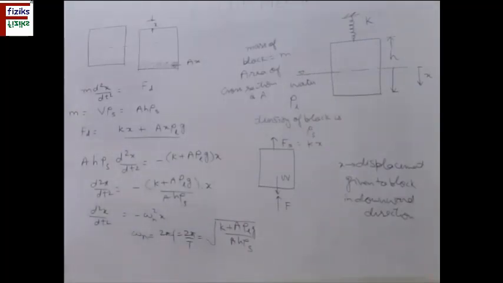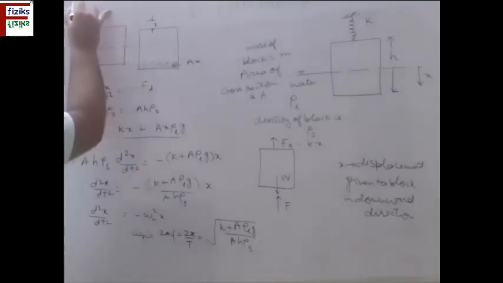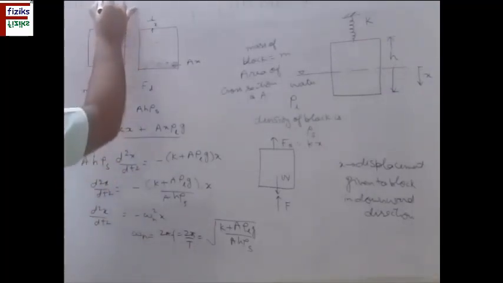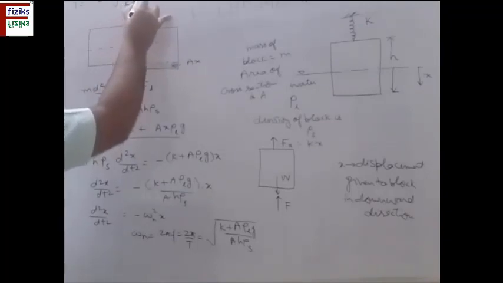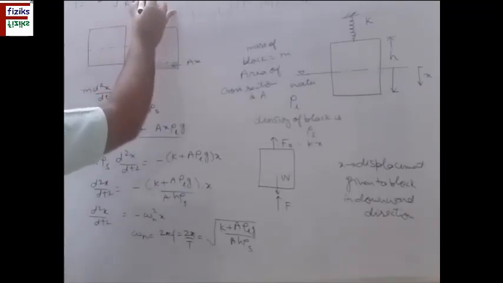From this we can write down the expression for time period or frequency. So the time period of vibration is given by T is 2 pi under root A H rho S divided by K plus A rho L into G.